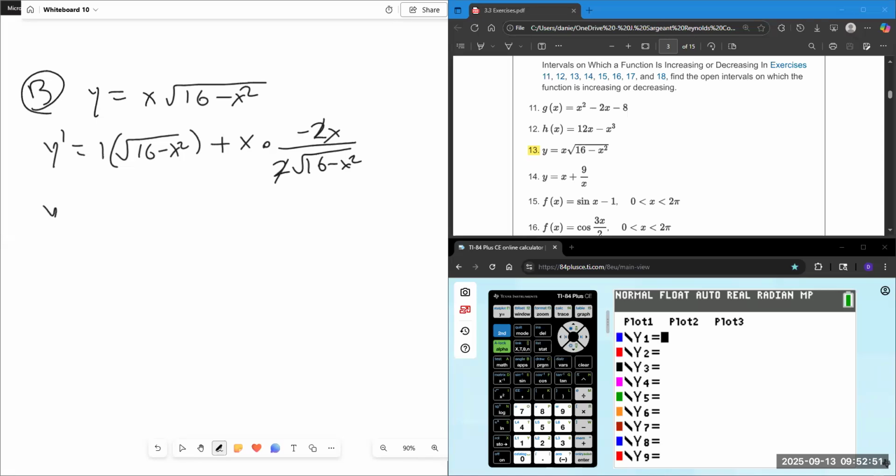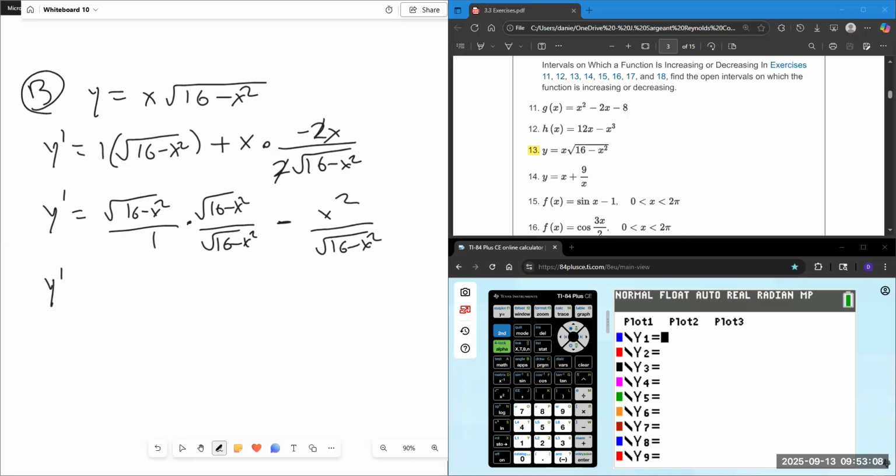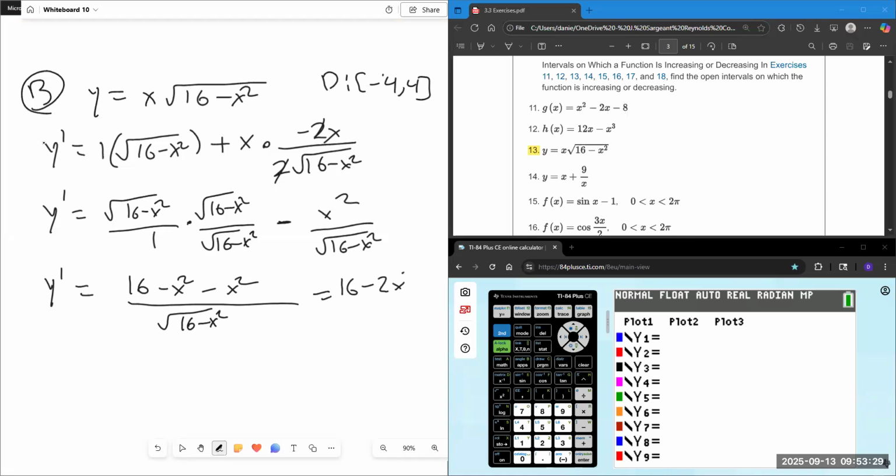So y prime is equal to root 16 minus x squared over 1. And I'm going to be making a common denominator of root 16 minus x squared. And this is going to be a minus x squared over root 16 minus x squared. So y prime is 16 minus x squared minus x squared over root 16 minus x squared. Domain here is negative 4 to 4. That's going to be important because my critical numbers that I'm going to find must be within that domain. So 16 minus 2x squared over root 16 minus x squared.